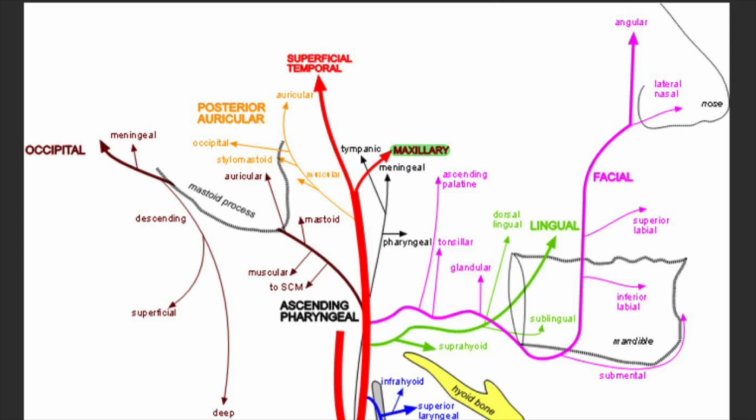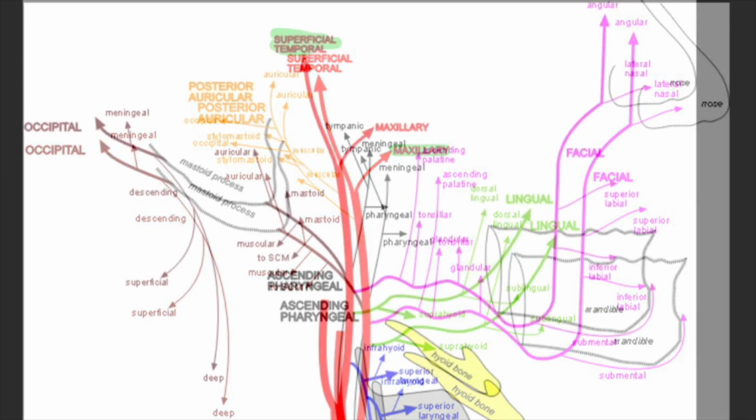As for the maxillary artery, I will not be talking about it in detail because there's a completely different video made on it. Make sure you check it out. Also, just know that it supplies the deep structures of the face and it has a lot of branches.